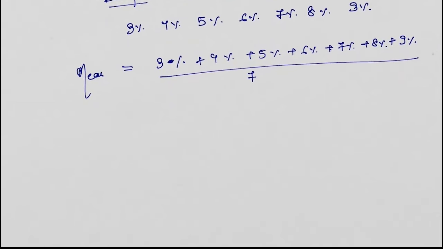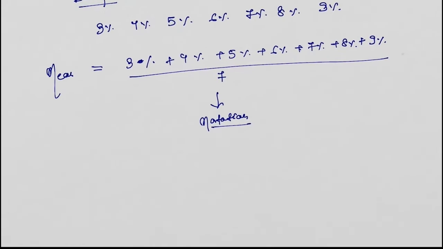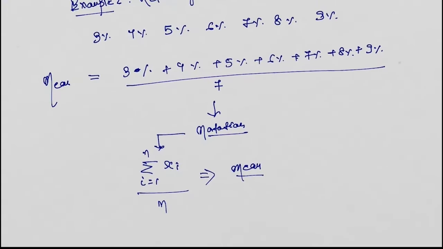What is important is to understand the notation. In the examination, you will find the notation like this: summation of xi, where i varies from 1 to n, divided by n. So this is the formula for mean. That's what you did here. You sum all the values of return from 1 to n and divide by n. So this is the notation of mean.